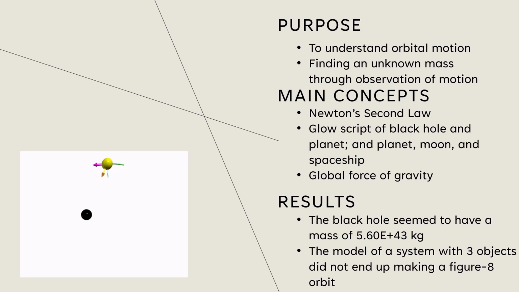For our introduction, the purpose is to understand orbital motion and to be able to find the mass of the black hole that we do not know, given the motion of the star that we do know about. Our main concepts are Newton's second law and the gravitational force, and we'll use a GlowScript of a black hole and the planet, and a second GlowScript of a planet, the moon, and the spaceship for our experiments. What we find is that we couldn't get the computer to make a figure-8 orbit, but we did find that the mass of the black hole was about 5.6 times 10 to the 43 kilograms.